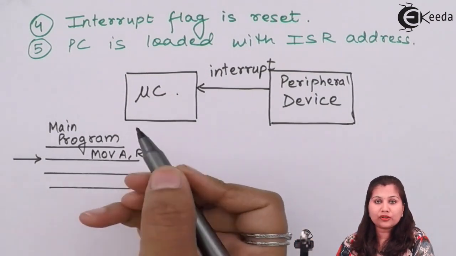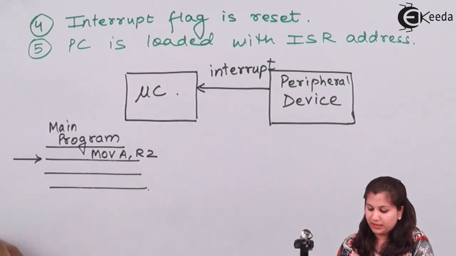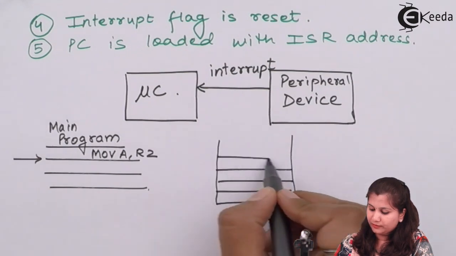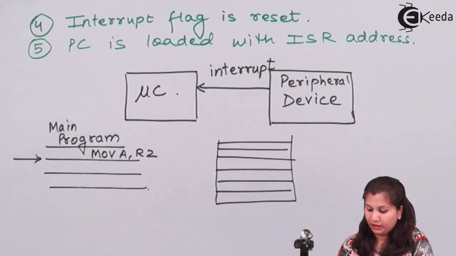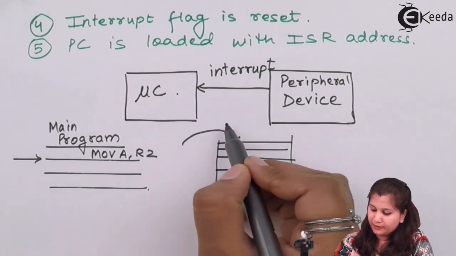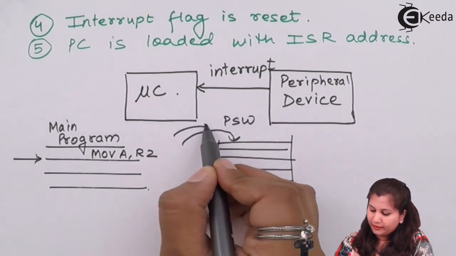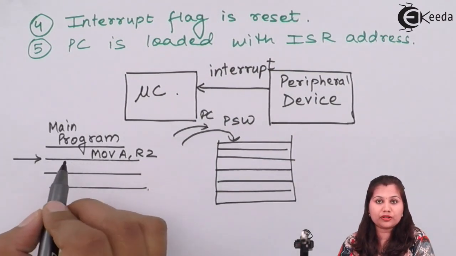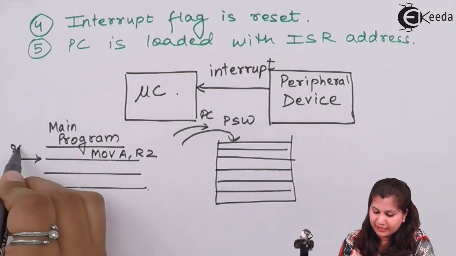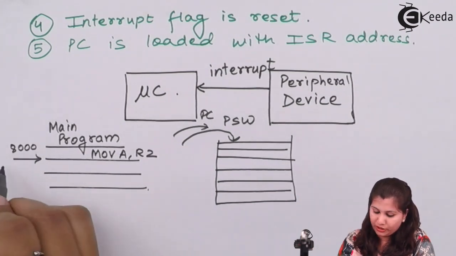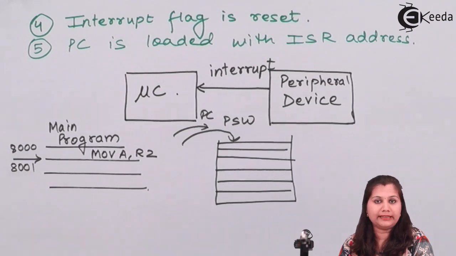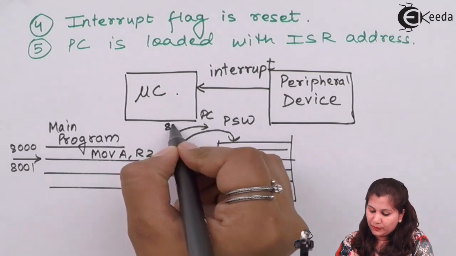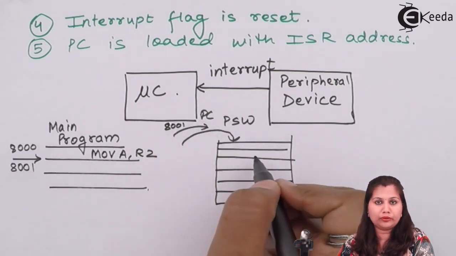Then the contents of the program counter and the program status word will be stored in the stack. Stack will be a memory location. In this memory location, first the program status word and then the program counter are stored. Suppose this instruction MOV A, R2 is written at memory location 8000. The next memory location is 8001, so that will be the contents of the program counter. So 8001 will be stored in the program counter.